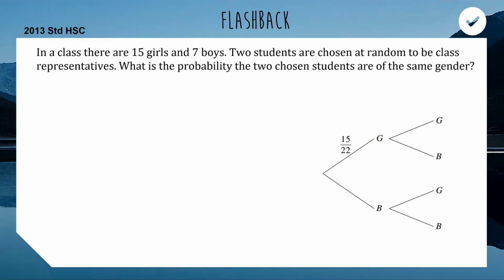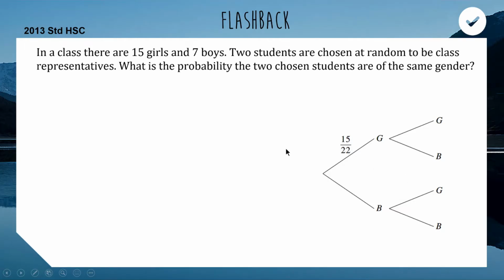G'day again, Year 11. Welcome back to your next lesson on mathematics. Today we're starting off with a flashback from the last video on probability trees. The question is, there are 15 girls and 7 boys in a class. We are going to choose 2 students at random to be class representatives. So we want to find what is the probability that we choose 2 students of the same gender. We've got a probability tree that's been started off, and we're going to finish it off and then answer the question.